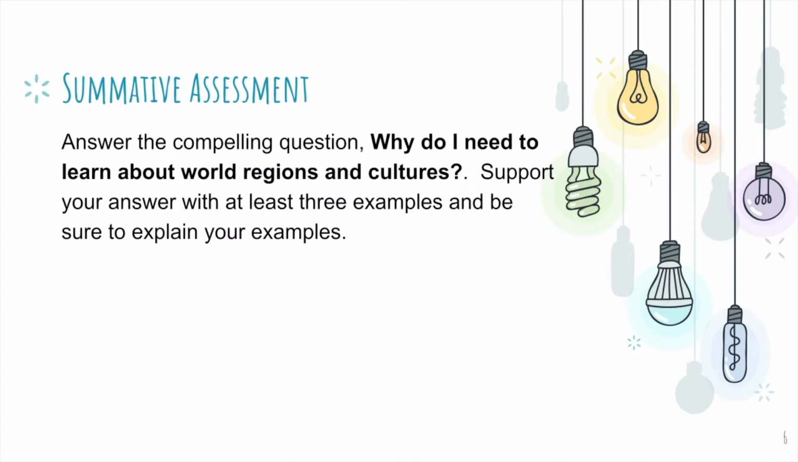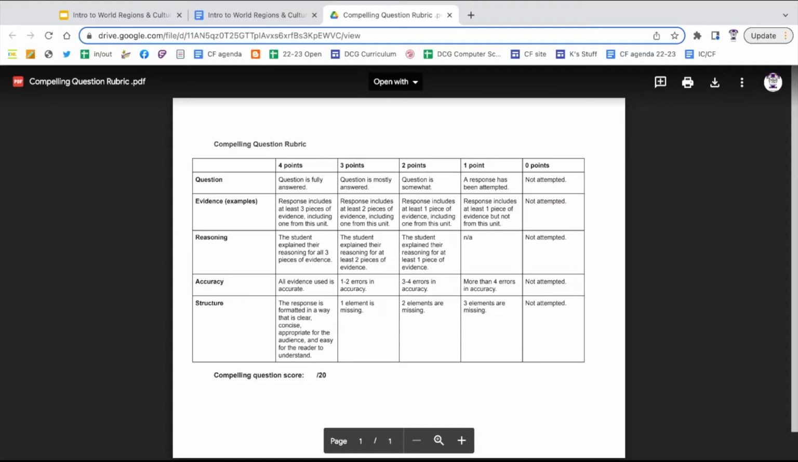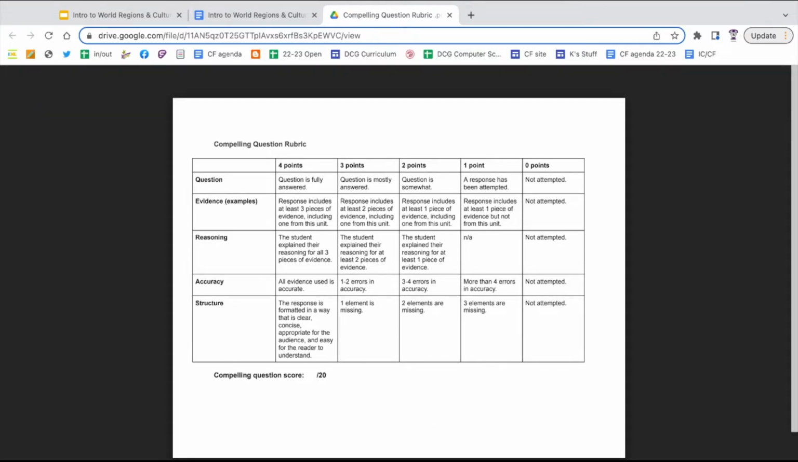Students answer the compelling question for the summative assessment. Evidence and reasoning will need to be included in the response, as that is one of the inquiry skills. There is a compelling question rubric provided in the unit plan that breaks down the different aspects of what should be found in a strong response.